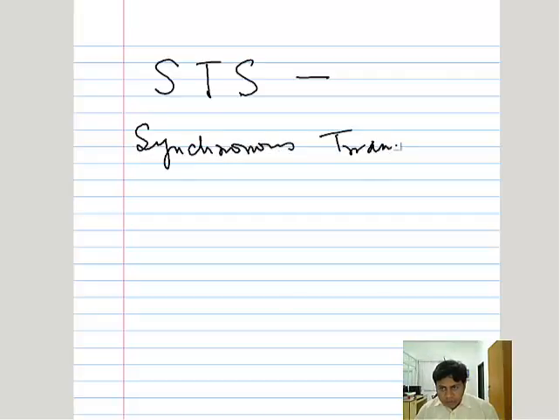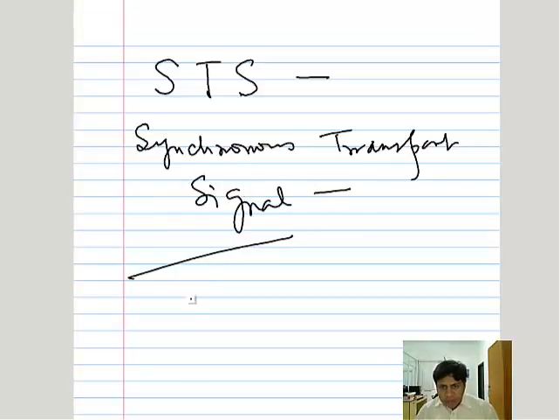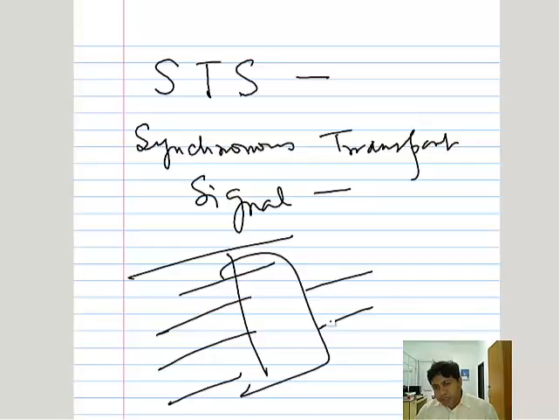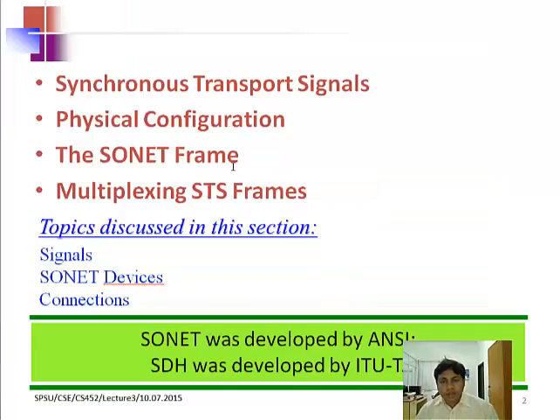We are talking about how these signals are made, what the hierarchy is, and how these different signals multiplex together and create higher-level signals, and all those things will be discussed. So we will discuss multiplexing and the STS frame. We will be discussing the physical configuration. We will be discussing the SONET frame.